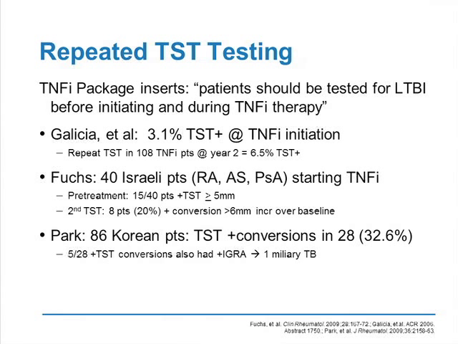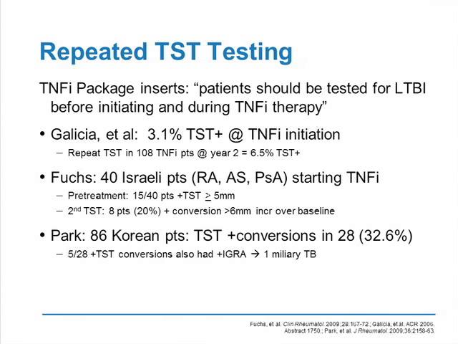Galicia, one of my fellows, actually presented this data in 2006, where in our 300 plus patients, first time users of a TNF inhibitor, 3.1% of the population was TST positive. Of patients who were negative and went on to receive annual testing, in the first go-around of 108 patients who had their TST tested in year 2, we found an additional 6.5% of patients who were essentially new conversions. It's unclear whether that is from anergy that was corrected by correction of inflammation or that was new infection.